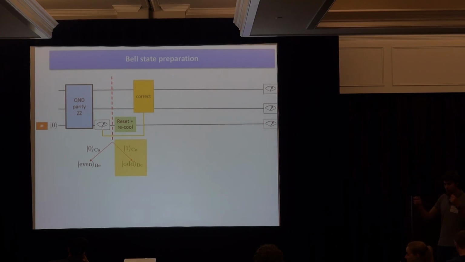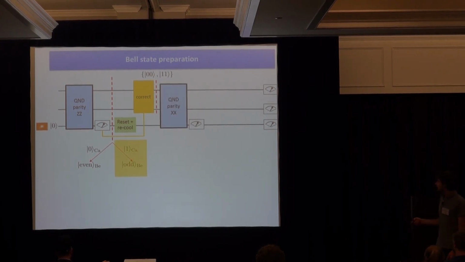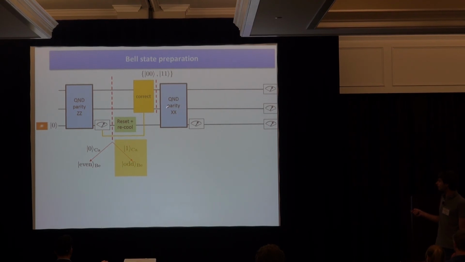Suppose now I want to prepare one of the two even Bell states. What happens is that I can input anything here for the beryllium ions. I then correct in the case I have an odd state, so I will end up with something in the even subspace. I then apply a parity measurement along the X direction, and depending on the calcium output, I will have either the state phi plus or phi minus.